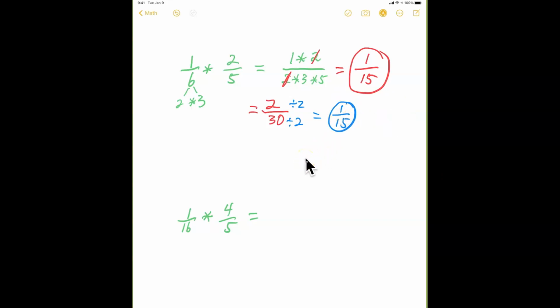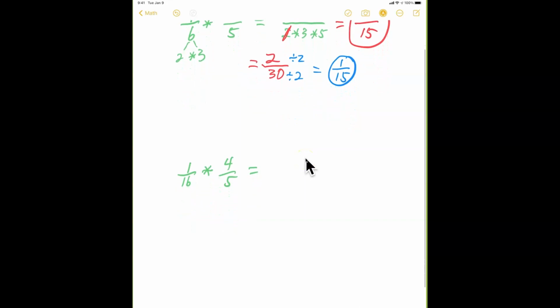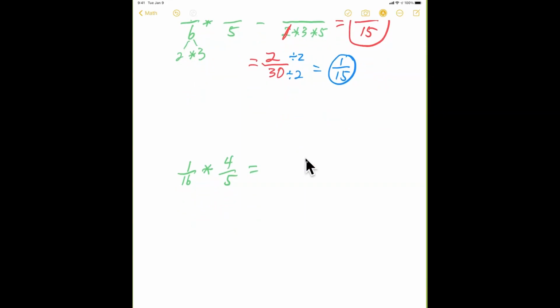Okay, let's look at the next problem. 1/16 times 4/5. Same deal. If we do just straight across multiplication, we've got the number of pieces times the number of pieces. That's the numerators. 1 times 4 is 4. And that is over the size, 1/16 times 1/5. The size over here, 1/5. So we multiply those two together.